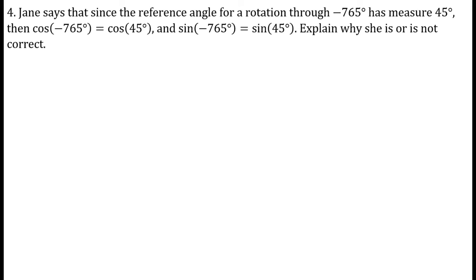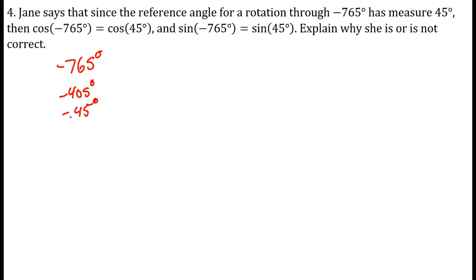Number 4. Jane says that since the reference angle for rotation through negative 765 degrees has measure 45, then the cosine of negative 765 degrees equals the cosine of 45, and the sine of negative 765 degrees is the sine of 45. Explain why she is or is not correct. Well, I have no idea what negative 765 degrees is. I could sketch that, but that'd be an obnoxious sketch to make. So let's add 360 to see what's coterminal with it. If I add 360 and get negative 405, I still have no idea. I'm going to add another 360 and get negative 45.